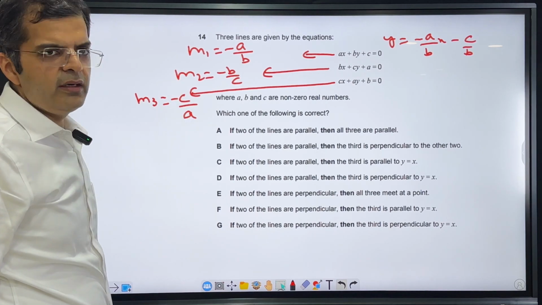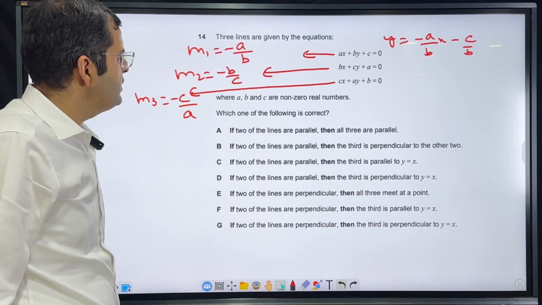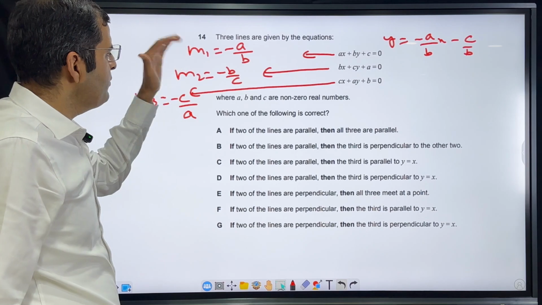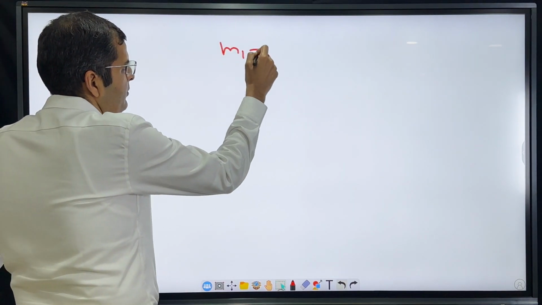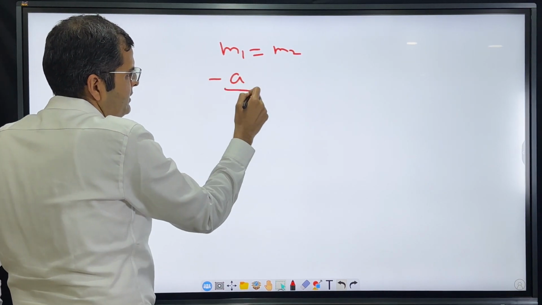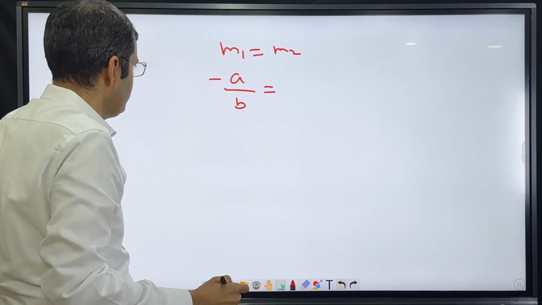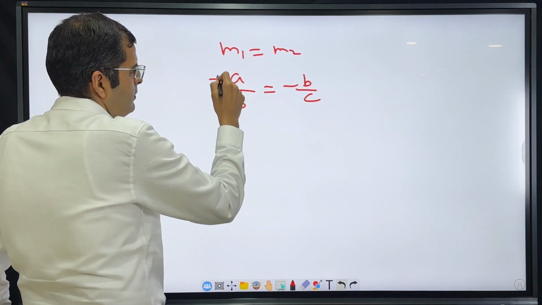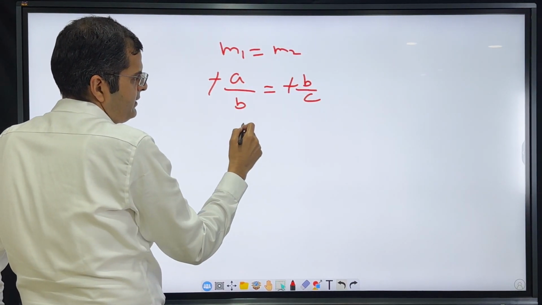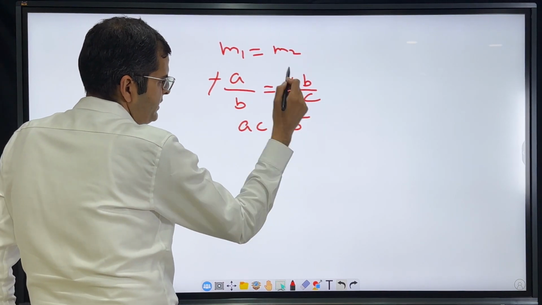If they are parallel, the slopes of these 2 lines will be the same. Let m1 and m2 be parallel. So if m1 and m2 are parallel, m1 will be equal to m2. That means minus A by B equals minus B by C. Minus minus goes away, or I can say A into C is equal to B square.